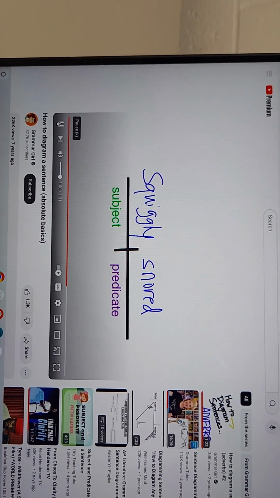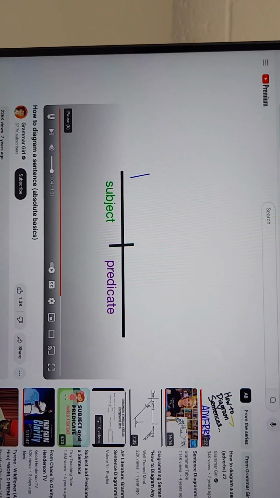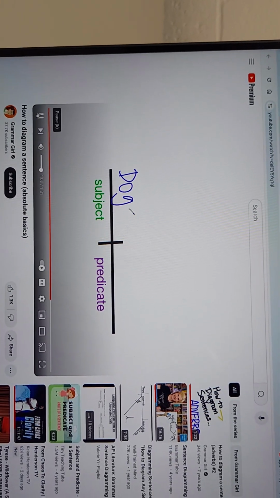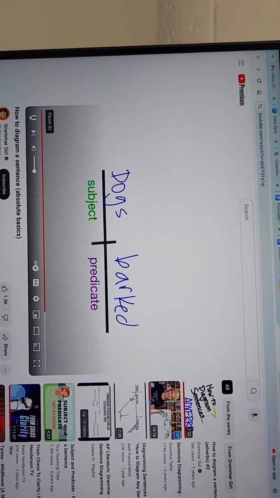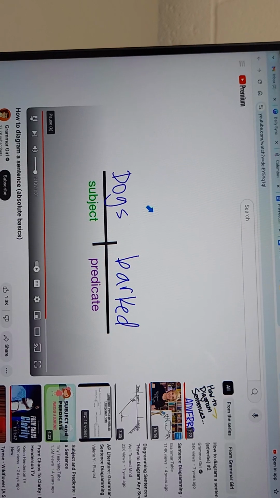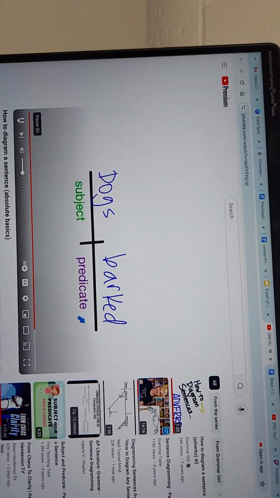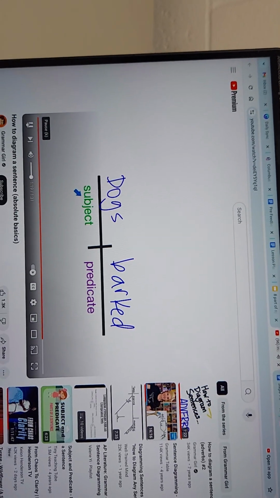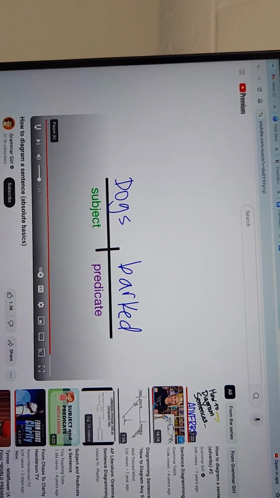Let's try one more. Here's another easy sentence. Dogs barked. Dogs is the subject, and barked is the predicate. Subject goes to the left of the line, barked goes to the right, the predicate. And it's as easy as that.